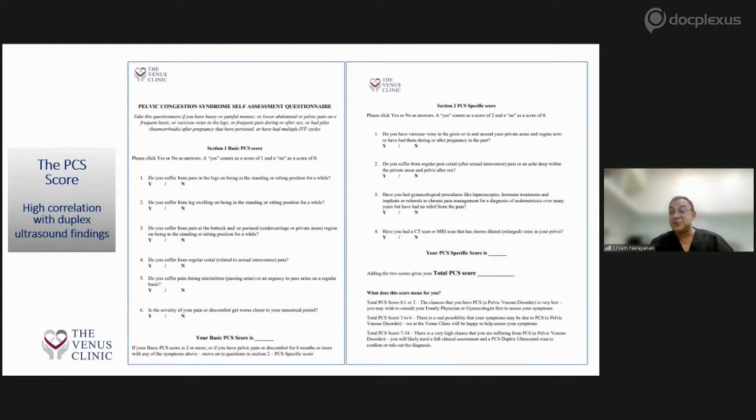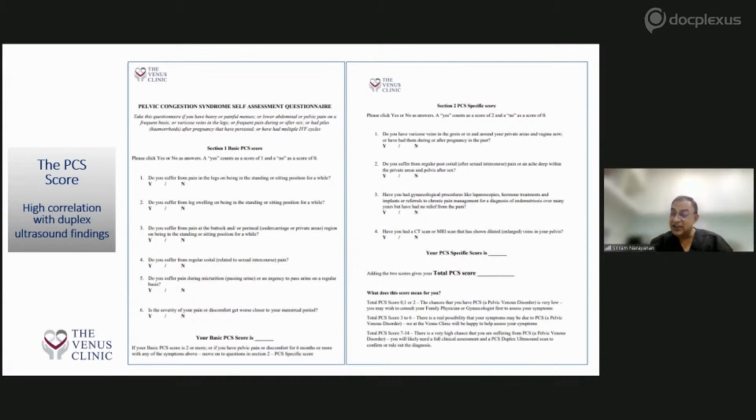But the PCS specific score has 2 points each. So the varicose veins in the groin or in the vulvar region after pregnancy, or if they've had it during their pregnancy, that suggests that there's already a leak through the pelvic floor. If they have post-coital pain, that is far more specific for a pelvic venous disorder.